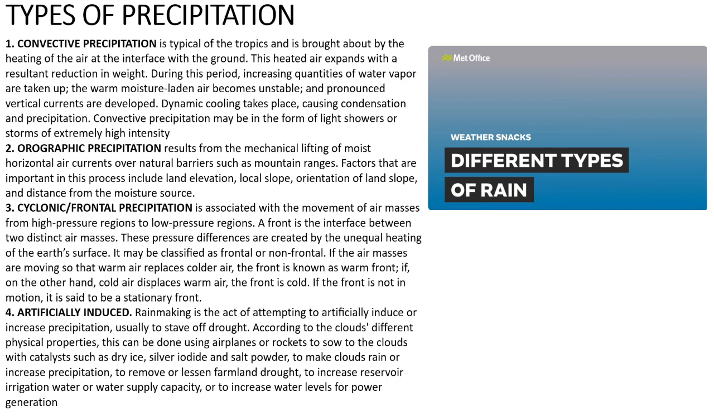Then number four, artificially induced rain. So, nagkakaroon tayo ng rain artificially by cloud seeding. So, again, these types of precipitation are discussed dito sa na-attach kong video. So, maganda din yung discussion niya.